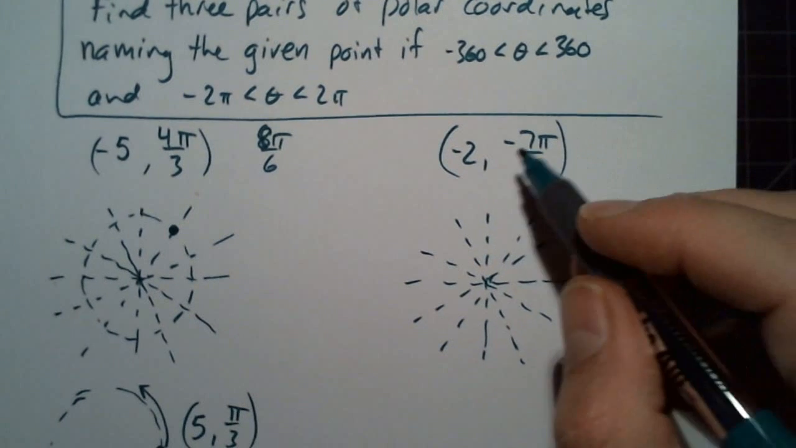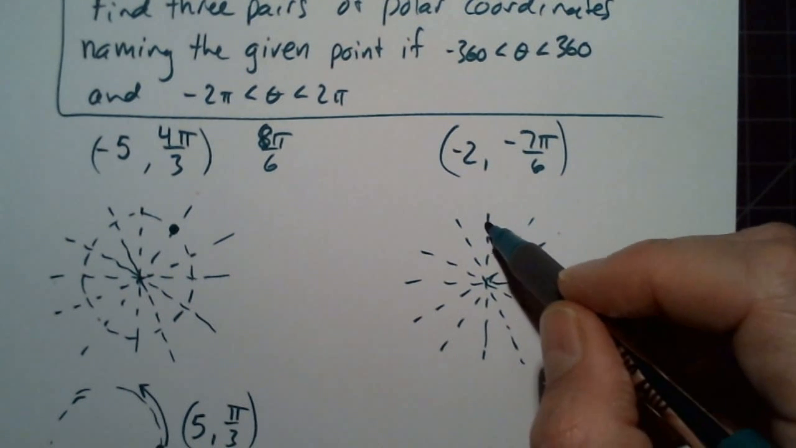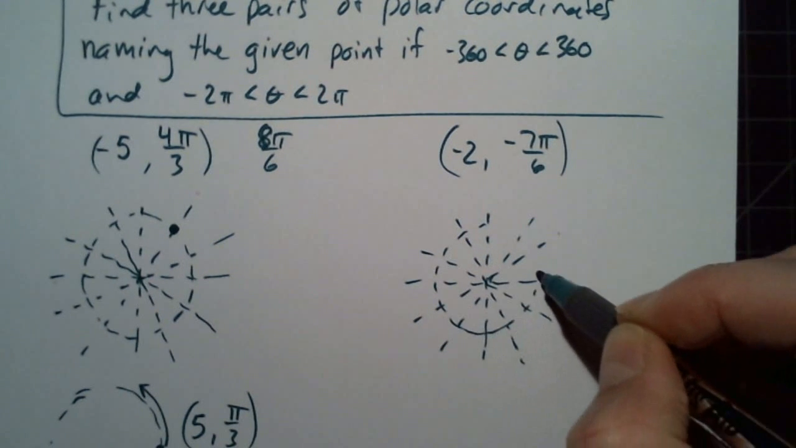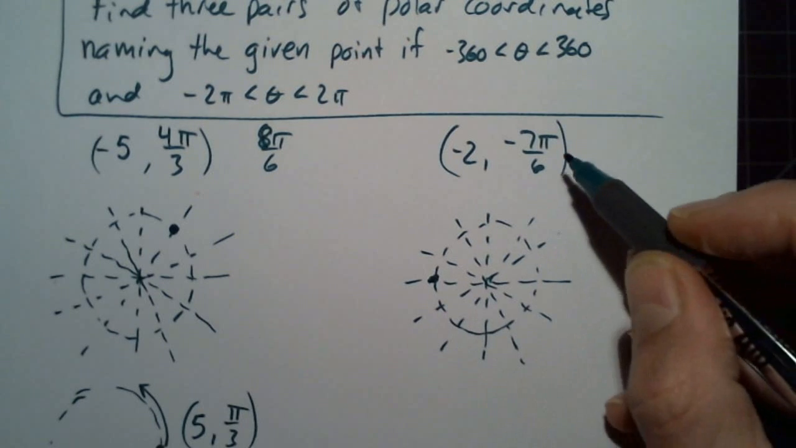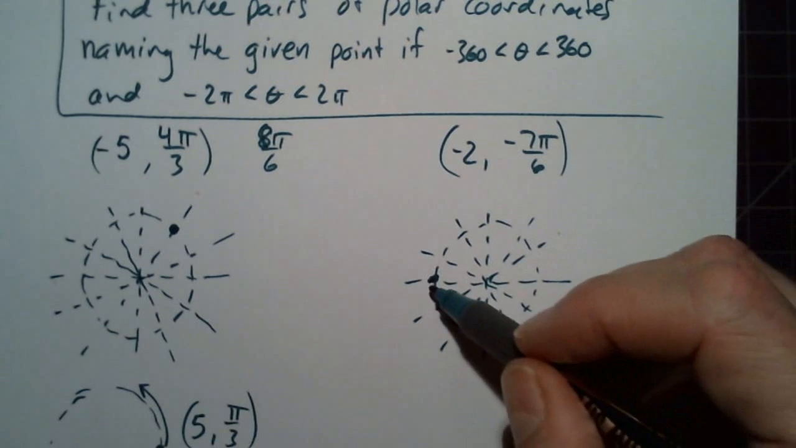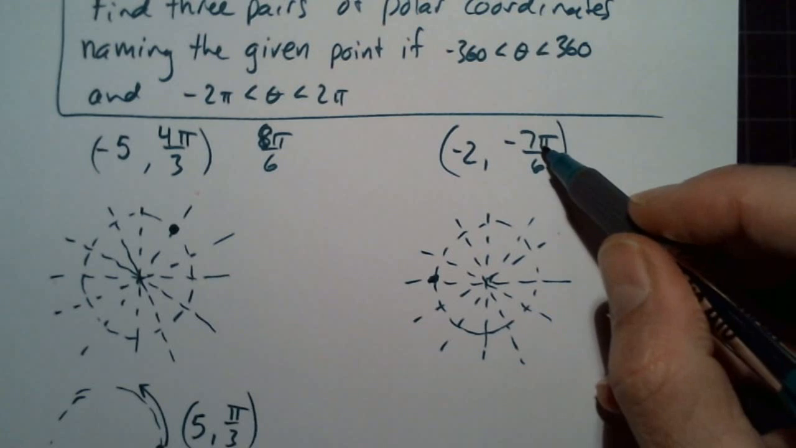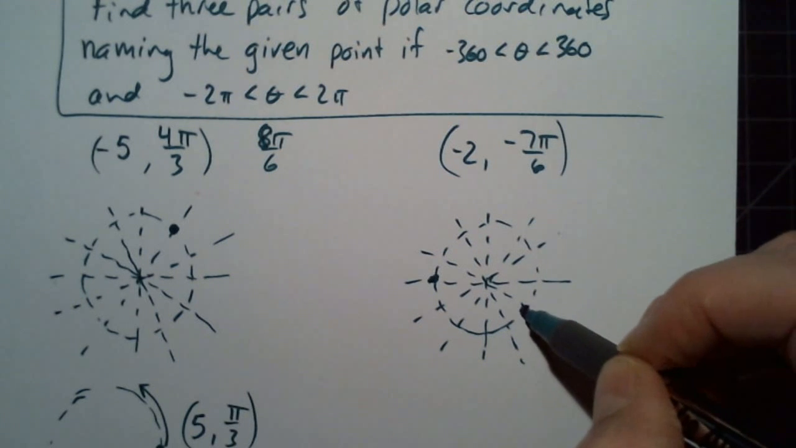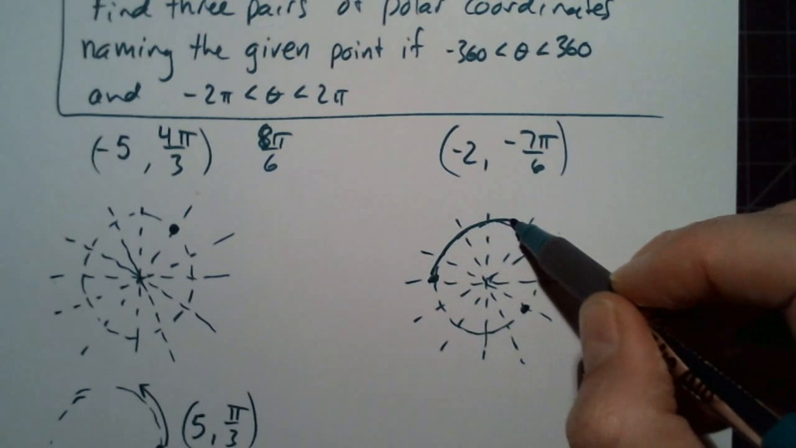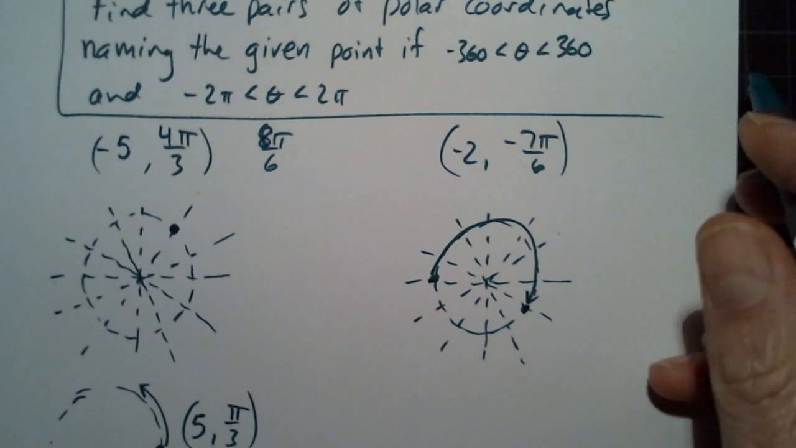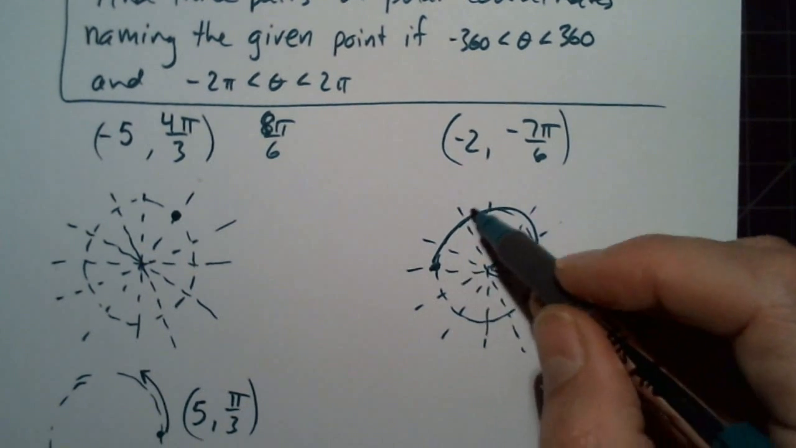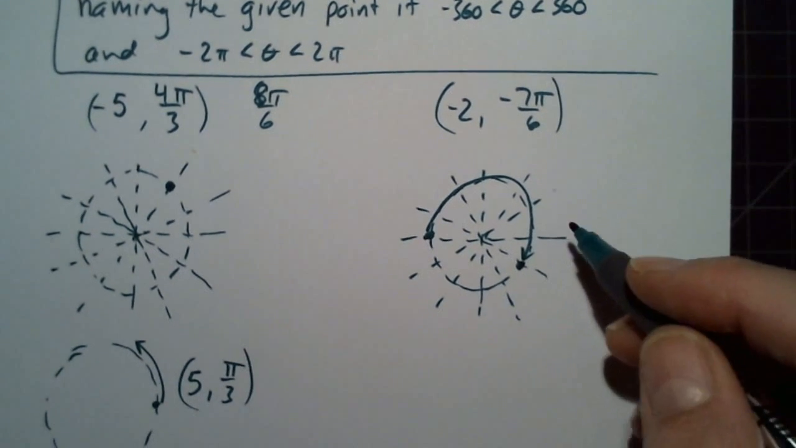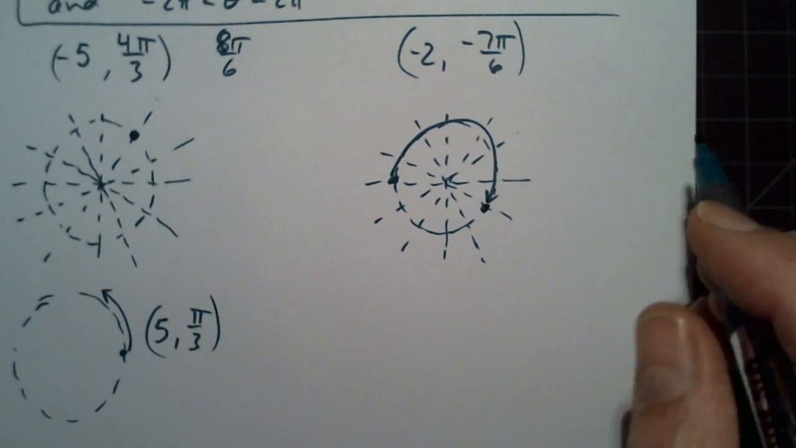Alright, this says start at negative 2 and rotate negatively, so that's rotating this way, 7 pi over 6. 1, 2, 3, 4, 5, 6, 7. That is where the point is, and that's the original way of getting there. Then we have to describe it 3 different ways.